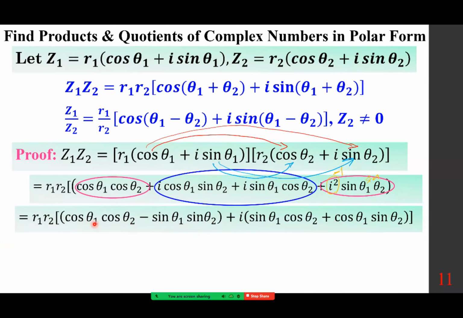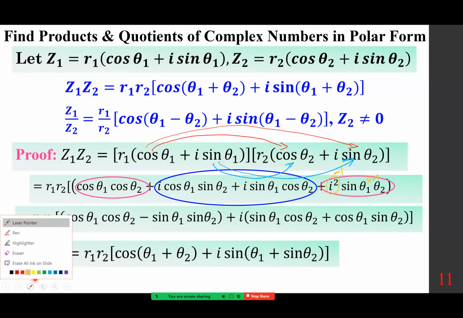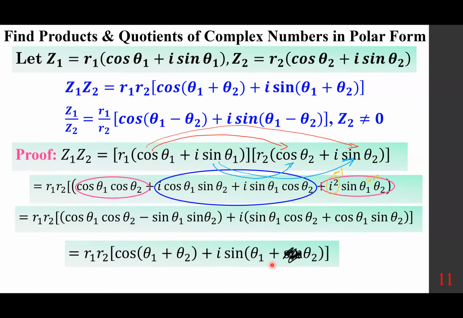Now this is cosine of theta 1 plus theta 2. This is sine of theta 1 plus theta 2. So we get r1 r2 times cosine of theta 1 plus theta 2 plus i sine of theta 1 plus theta 2. So we proved that, and we are going to move on.